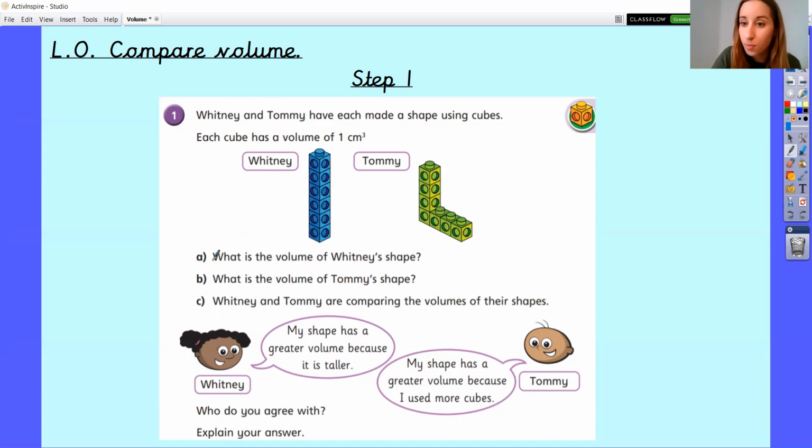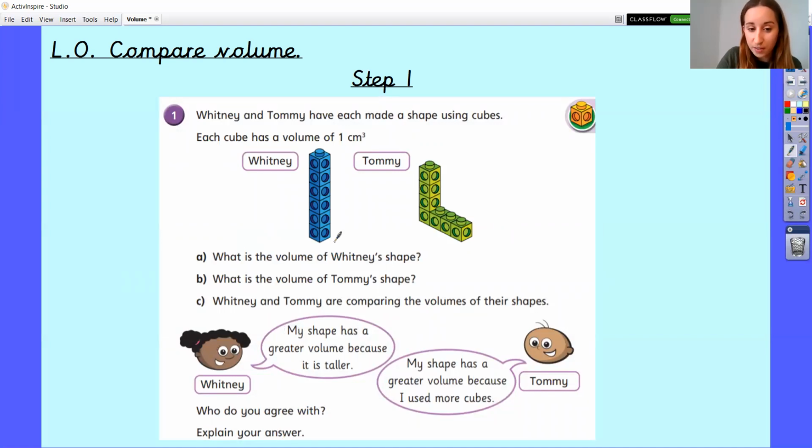1A says, what is the volume of Whitney's shape? So you can work that out. 1B, what's the volume of Tommy's shape? And 1C says, Whitney and Tommy are comparing the volumes of their shapes. So you need to have solved 1A and 1B first. Then you can read what each of them has to say. And you've got to decide who do you agree with and explain your answer.